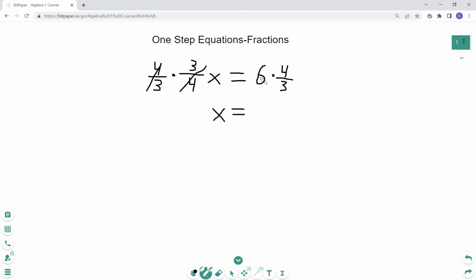So now if I have a whole number, and I'm multiplying that by a fraction, it's probably best to change the whole number into a fraction itself. So if I have 6, I can make it into a fraction by writing it as 6/1. So I'm replacing the 6 with 6/1, all right? So I'm going to have 6/1 times 4/3.